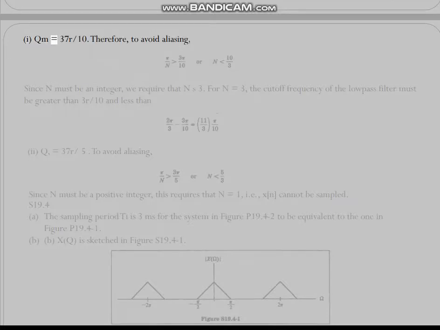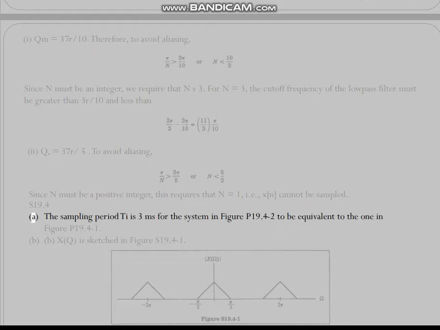ω_M equals 3π/10. Therefore, to avoid aliasing, since n must be an integer, we require that n is 3. For n equals 3, the cutoff frequency of the low-pass filter must be greater than 3π/10 and less than 2π/3 minus 3π/10. For the second spectrum, ω_M equals 3π/5. To avoid aliasing, since n must be a positive integer, this requires that n equals 1, i.e., x[n] cannot be sampled.